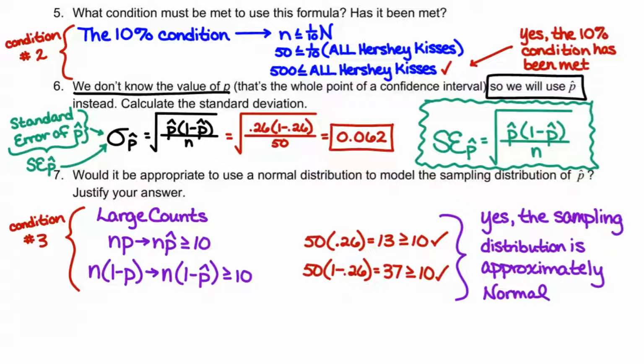Do you think it ever happens that n times p or n times 1 minus p comes out to be less than 10? Yeah, absolutely. Definitely possible. It's even possible if you have a large sample. Because if your p or p hat is like 0.01, it's possible that you would end up with a large count that is under 10.